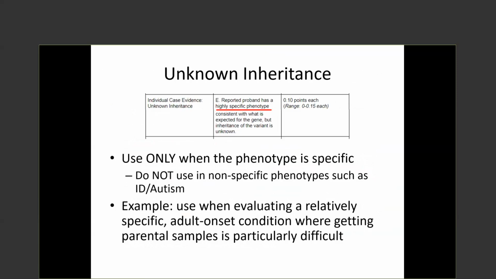Variants of unknown inheritance may be counted in certain situations, such as in the setting of a highly specific phenotype. So, for example, it might be appropriate to use this evidence category when you're evaluating a relatively specific adult onset condition, where getting parental samples would be particularly difficult because parents are unavailable. Variants of unknown inheritance should not be counted as evidence in the setting of nonspecific phenotypes like intellectual disability or autism.